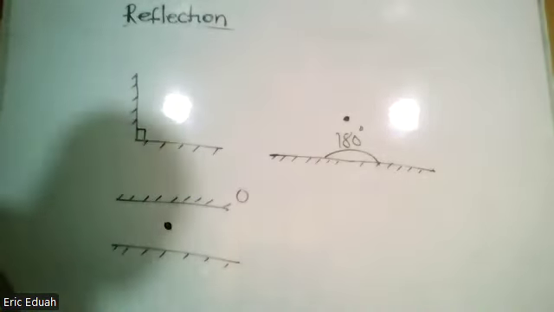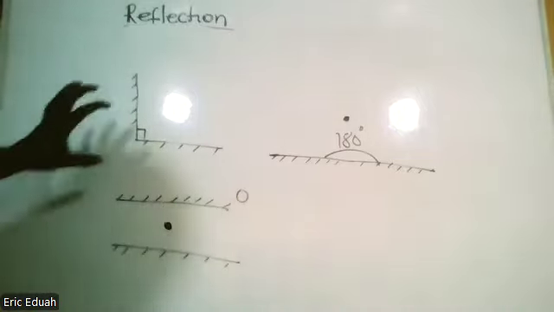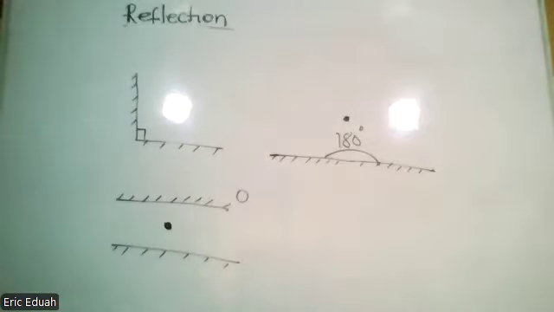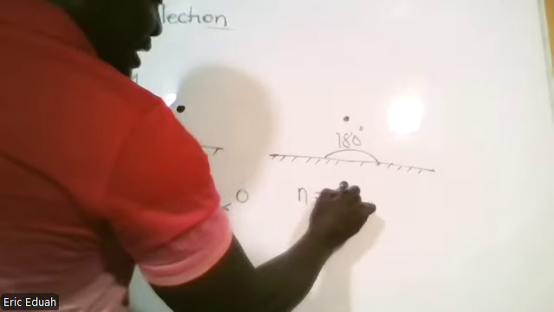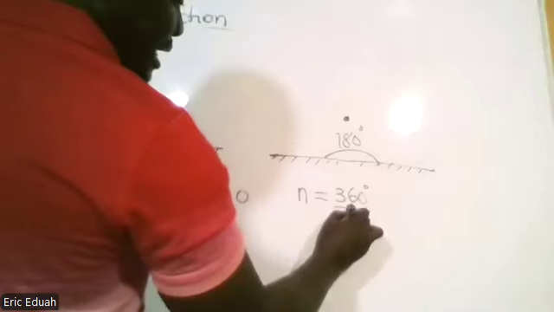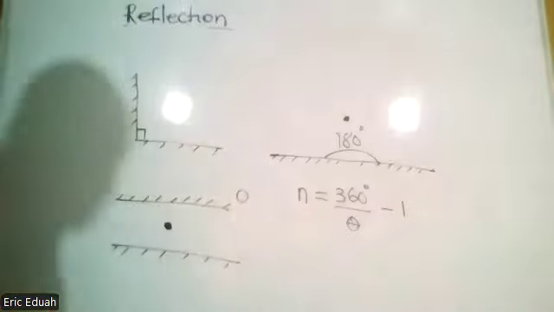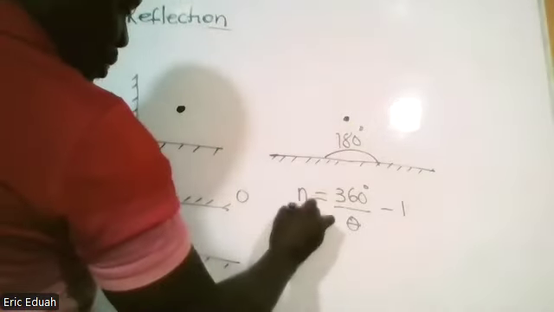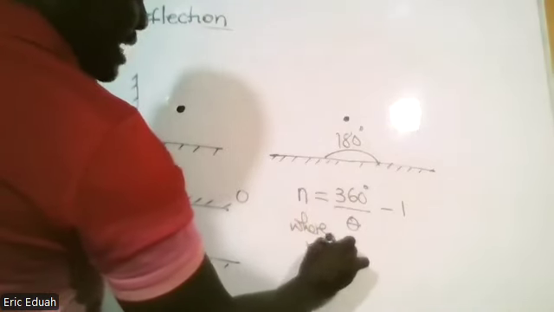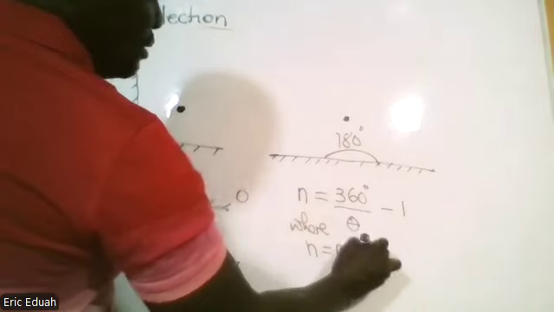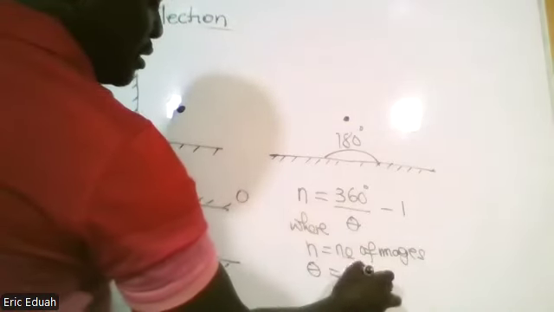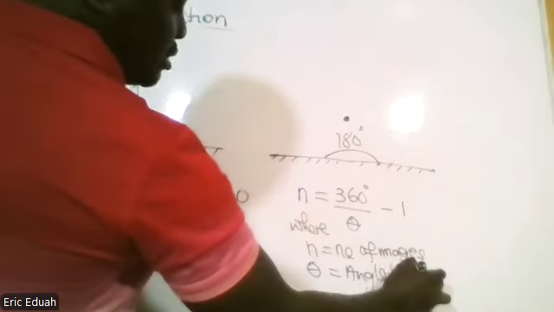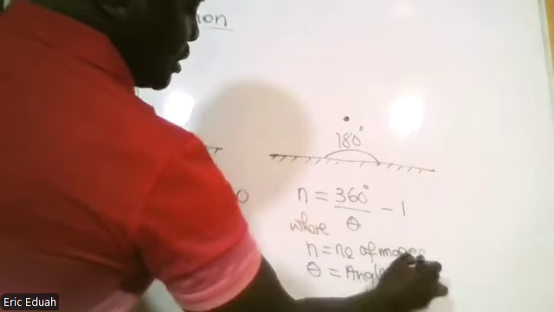So the number of images that can be obtained when two mirrors are inclined to each other by an angle theta is given by this relation: n is equal to 360 degrees over theta minus 1, where n equals the number of images and theta is the angle between the two mirrors.